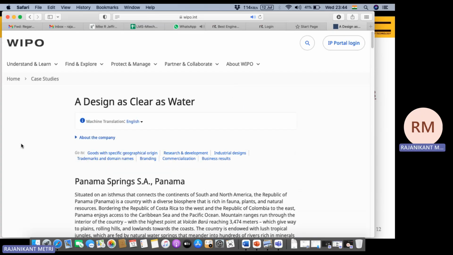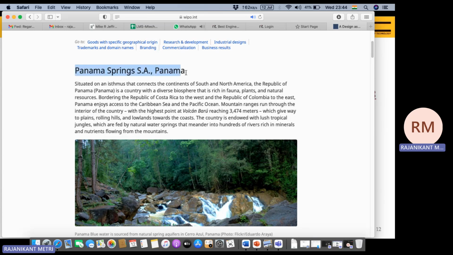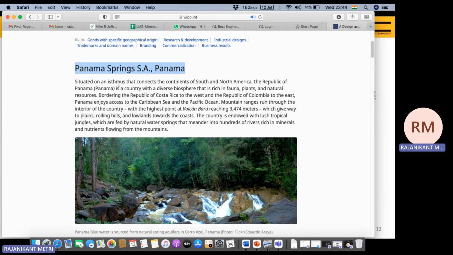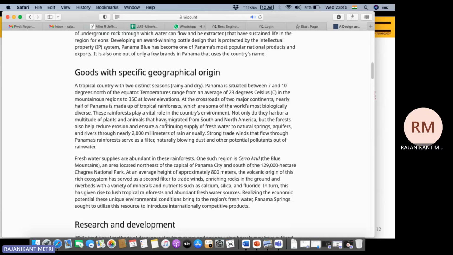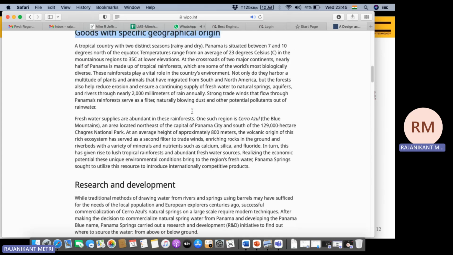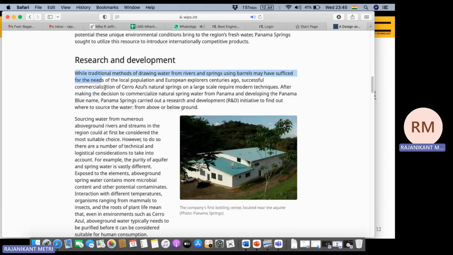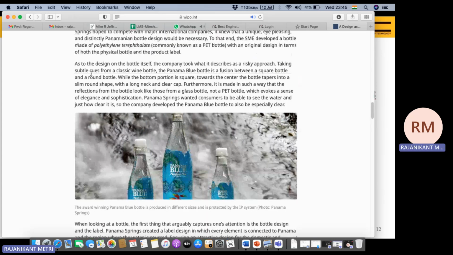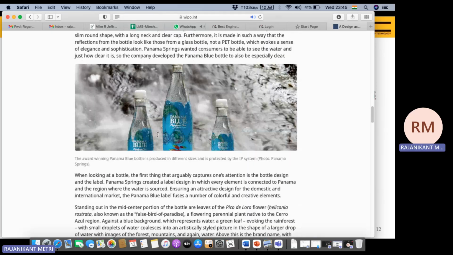Then what you'll see is the title, "A Design as Clear as Water," and Panama Springs, SA, Panama. It is situated on the isthmus connecting the continents of South and North America. Description is given. Goods with a specific geographical origin, the research and development they have done, and industrial design. This is their product, Panama Blue, produced in different sizes and protected by the IP system, Panama Springs.